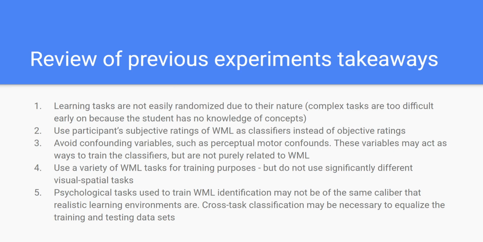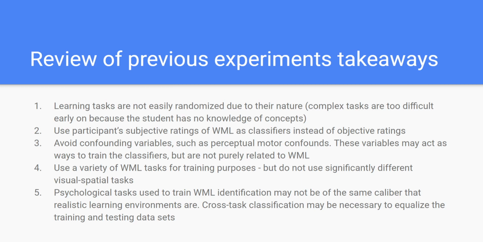And then, despite all of that, despite trying to make this really controlled task, they also acknowledge that psychological tasks used to train the identification may not be to the same caliber that realistic learning environments are. So you need to do a cross-task classification to equalize the training and testing data sets. What this comes down to is that if you're using a predefined psychological experiment, it is going to vary significantly from what would happen in the brain in a real learning environment.